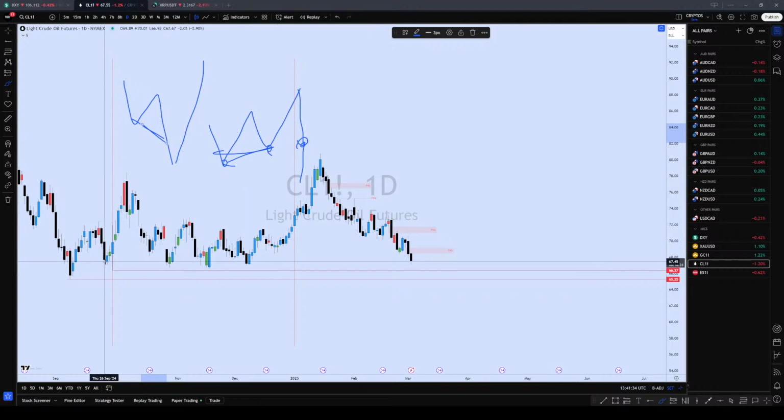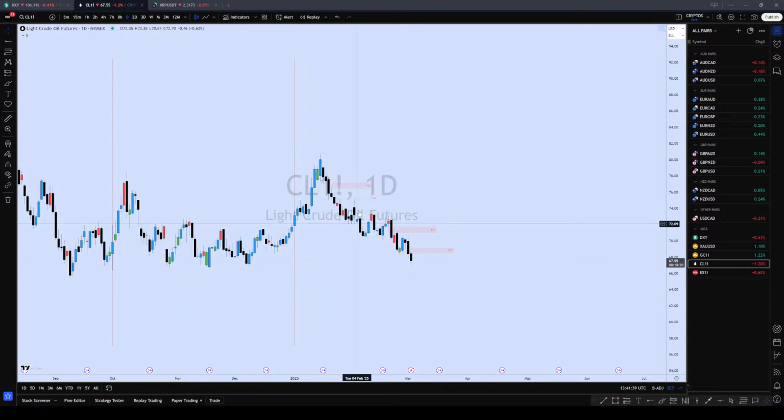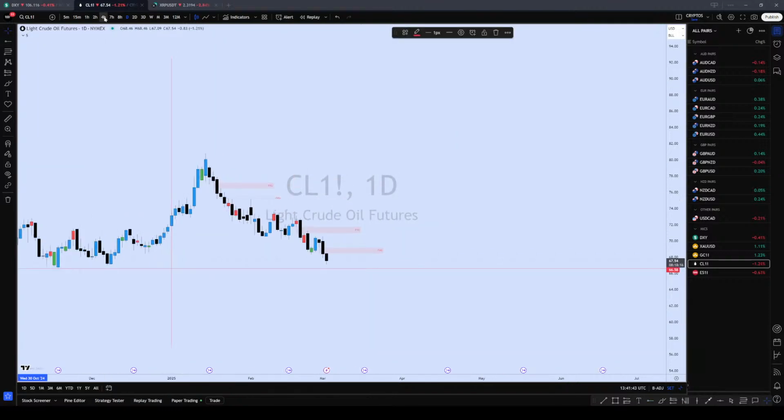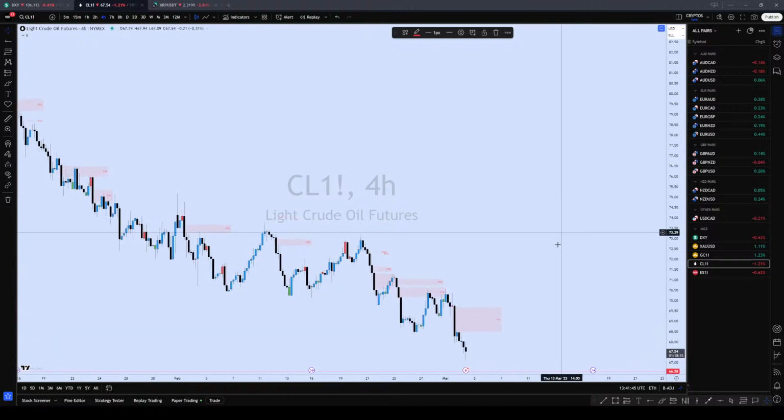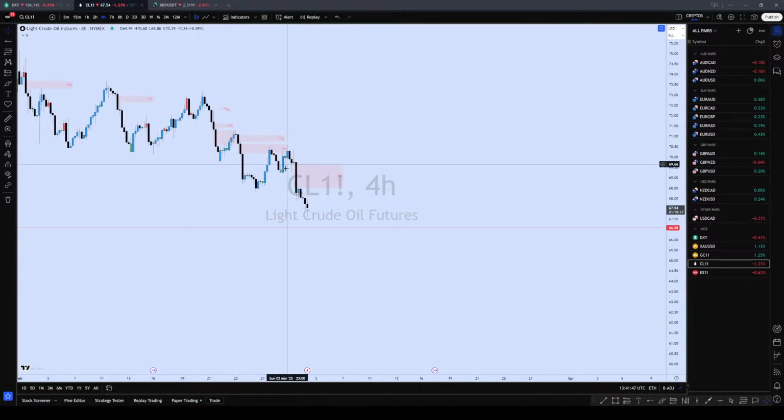Okay, so in this case we have these clean equal lows. So if I get a sell this week, I'll be all over that, especially if we can get a pullback on the H4 into this gap here. If we can get a pullback into this gap before running that low, I'll be all over it.